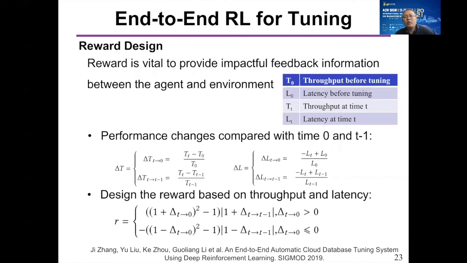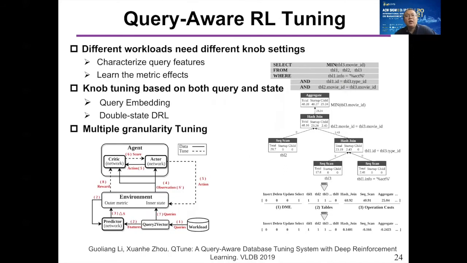The second issue is about the reward. So when we tune the knobs, how to evaluate whether the tuning is good or not. So the reward is important. So we need to capture both the long-term reward and short-term reward. So it's very important to design a very good reward function.